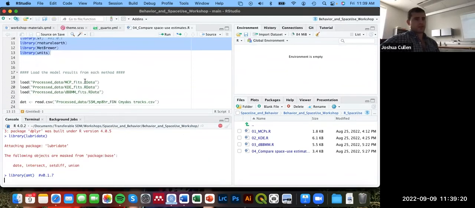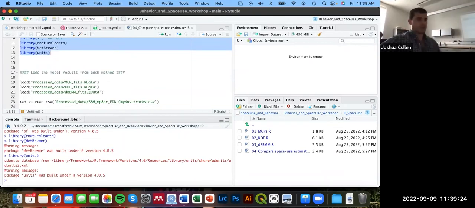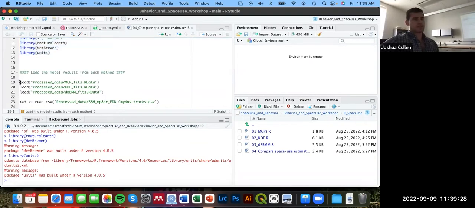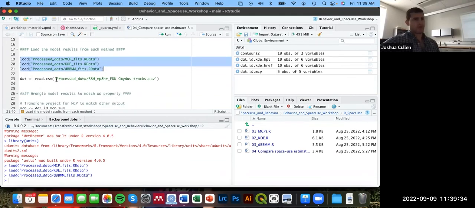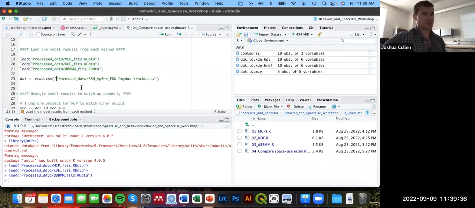Wait for these to load. And like I did for the other comparison, I'm reading in these R data files that saved these objects that I exported previously. And I'm also going to read in the tracks themselves to include with those estimated contours.